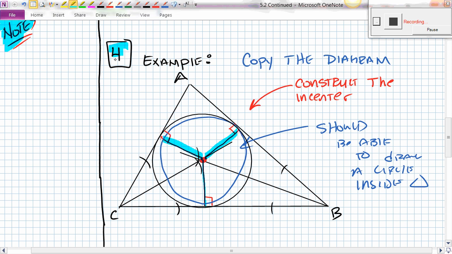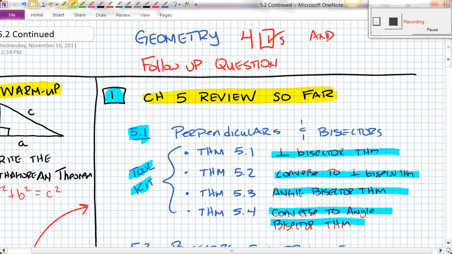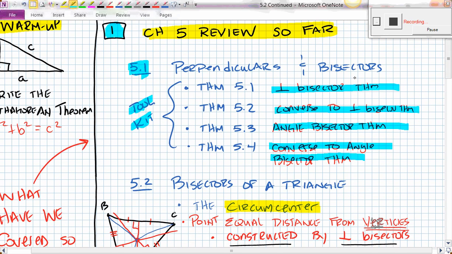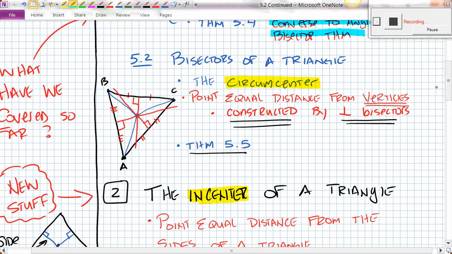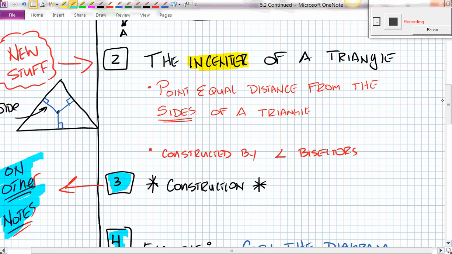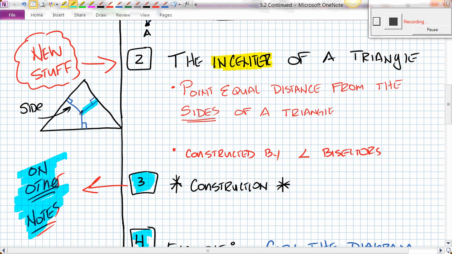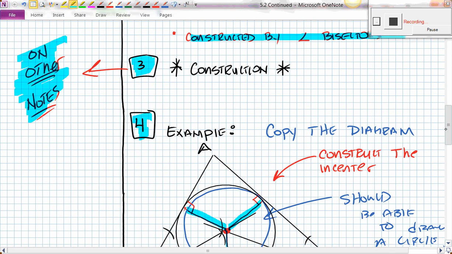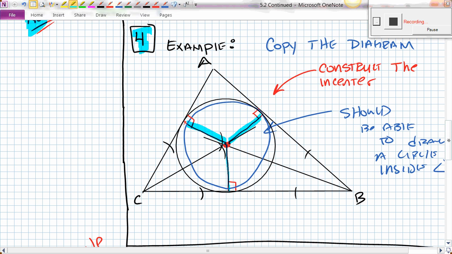Okay. So so far for the lesson in chapter 5, a little bit of review. 5.1 is all about perpendiculars and bisectors. We have 4 theorems in our toolkit. 5.2 was the idea of a circumcenter. It is the point that's equidistant from the vertices. We construct it by perpendicular bisectors. I'll post a video of that so you can see it. The incenter of a triangle is the point equidistant from the sides of a triangle, and of course, the distance to a side is the shortest, perpendicular distance to the edge of that triangle. And then we construct it by angle bisectors. Very important. Then we did a construction, which I'll post. Look for the link. And then we did another construction in class.